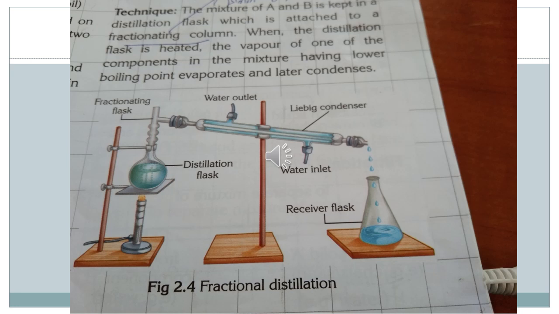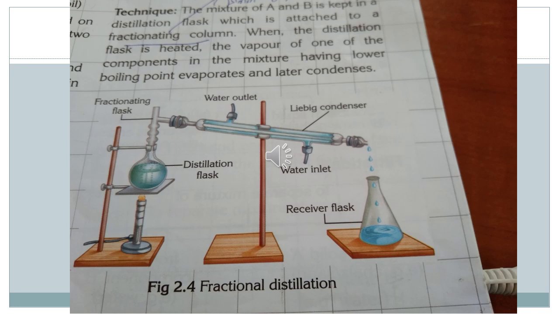First, children, the mixture of A and B is kept in a distillation flask. You see which is the distillation flask, where it is. Then it is attached to a fractionating column. This is a fractionating column. Already you know, you are studying fractions. So how we use that column, we know that. Yes, this is a fractionating column.